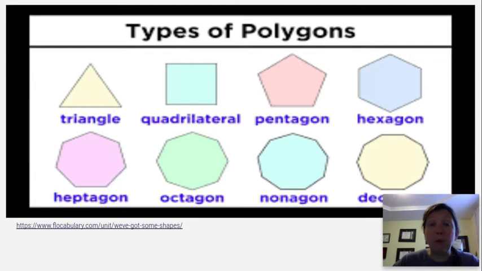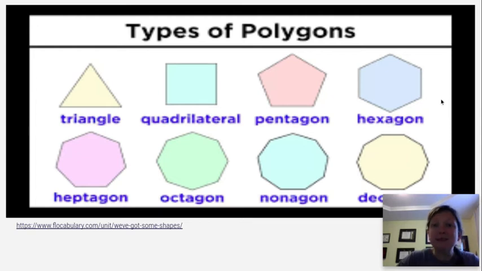Now, remember, we name polygons by the number of sides. For example, a triangle is simply a three-sided polygon because tri is three. A quadrilateral is a four-sided polygon. A pentagon, what is it? Very good. Five-sided polygon.